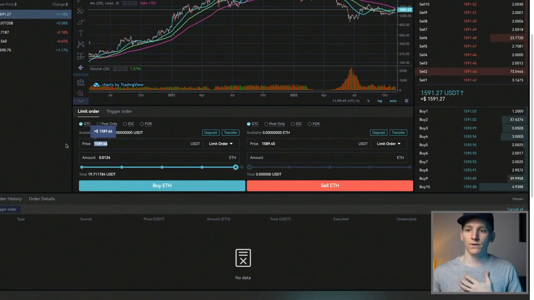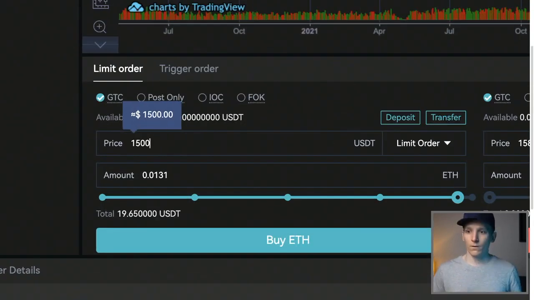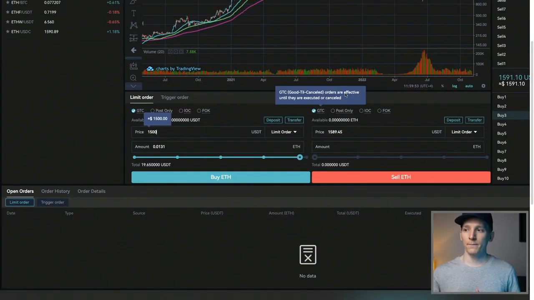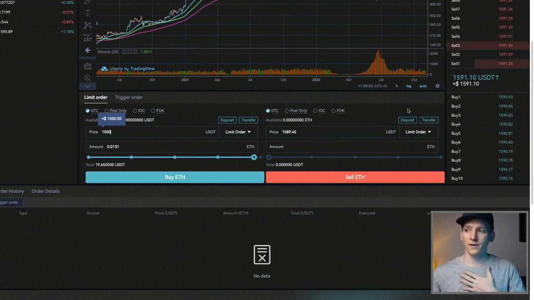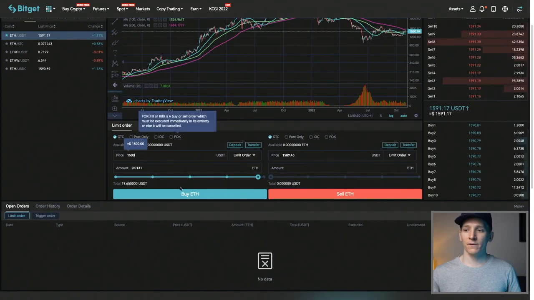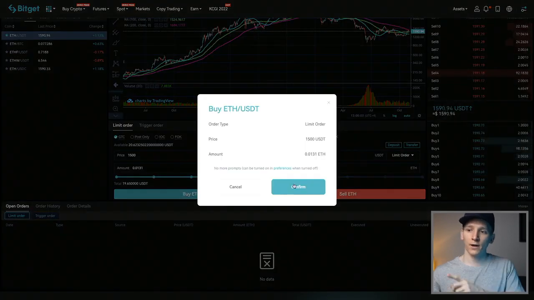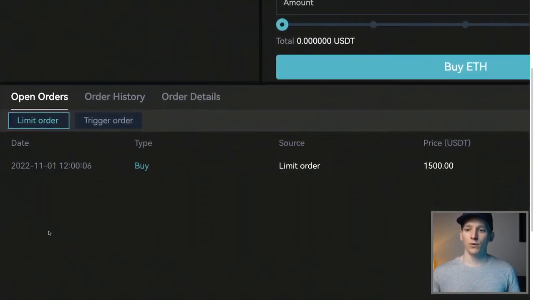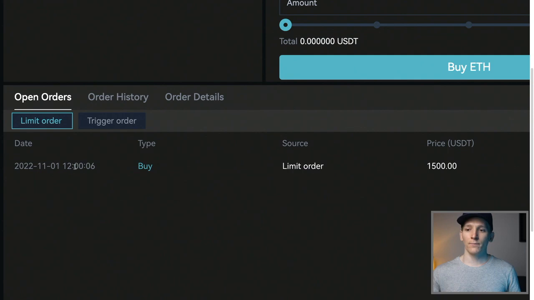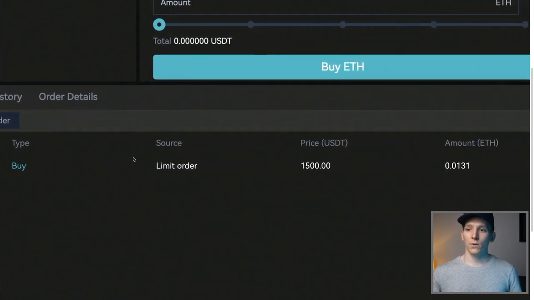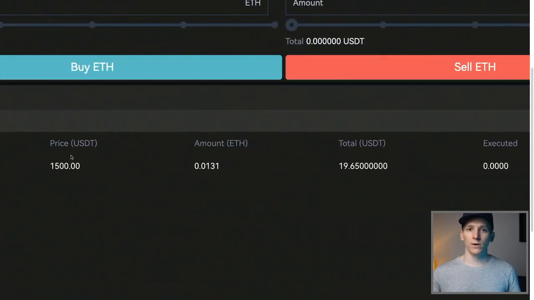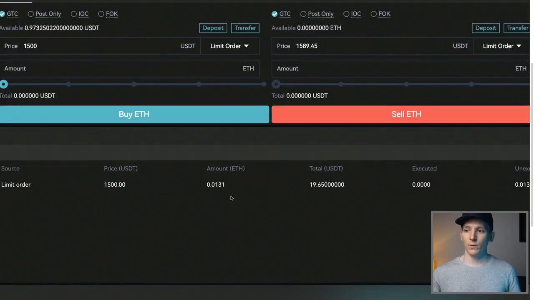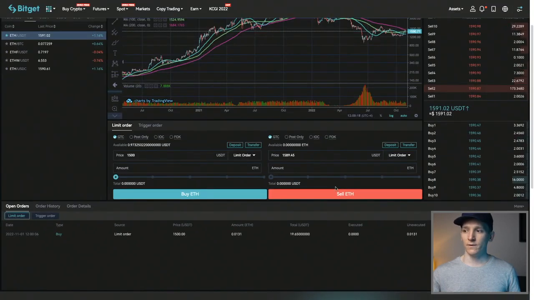So let's say we want to pay $1,500 for one BTC. Now our order isn't going to go through because our order is too cheap, but we can definitely put this on the system. So I'm going to click buy ETH here and confirm this. You can turn off this in the settings if you want, so you don't get this alert right here, but I now have a limit order in. So you can see the date that I put this in. It's a buy order. We also have a price right here that we want to pay and the amount of ETH that we want to buy, the total USDT that we're spending.